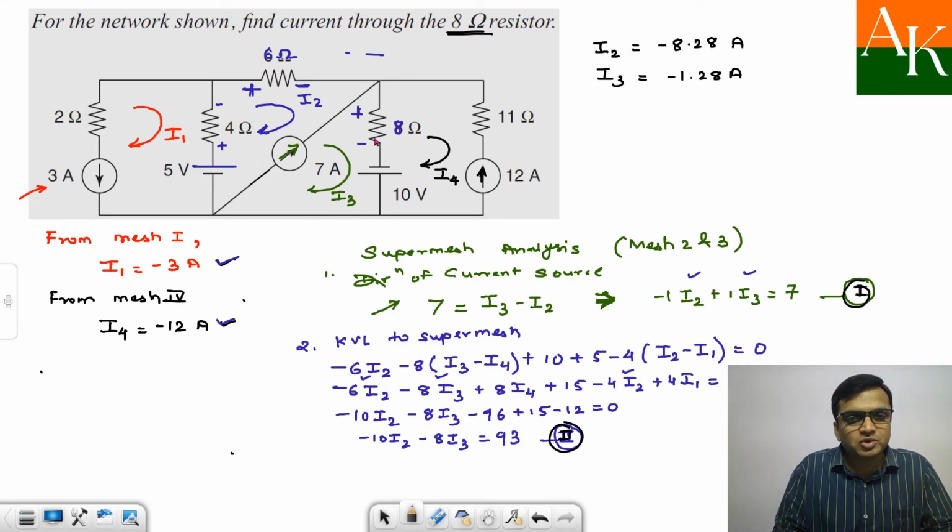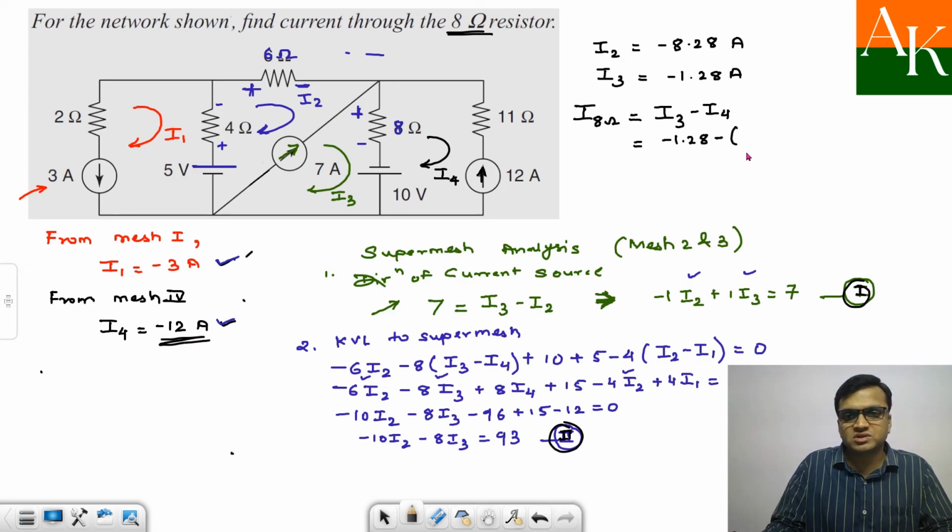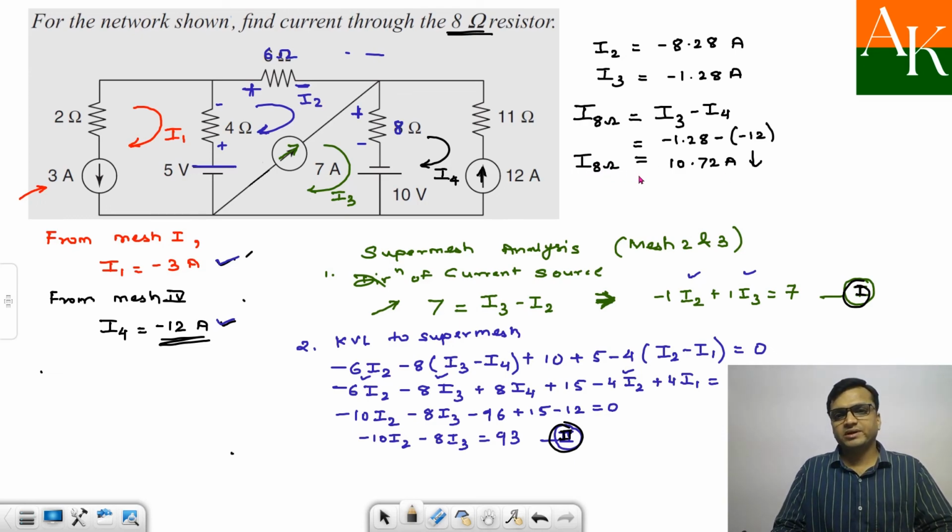But the problem is not over yet. You have to calculate the current through the 8 ohm. So the current through the 8 ohm I am writing over here. If you are moving downward, then the current will be I3 minus I4. I have calculated the value of I3 as minus 1.28, minus I4. I4 is minus 12, so minus minus becomes positive, and I will get the value of 10.72 ampere moving downward. So that is the answer, 10.72 ampere moving downward.